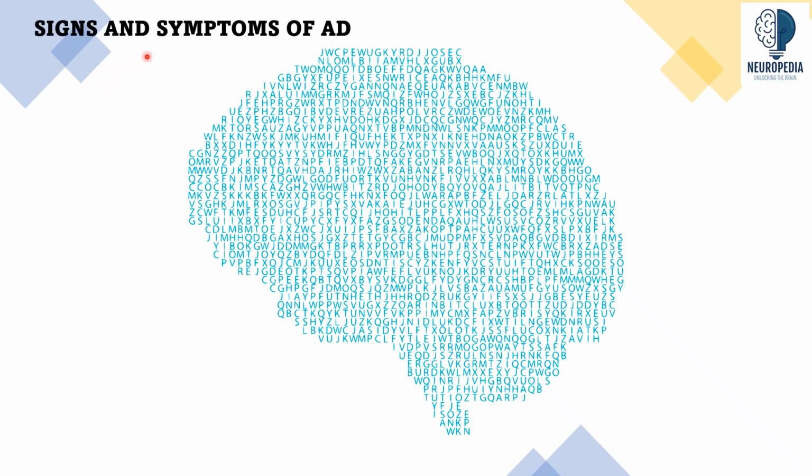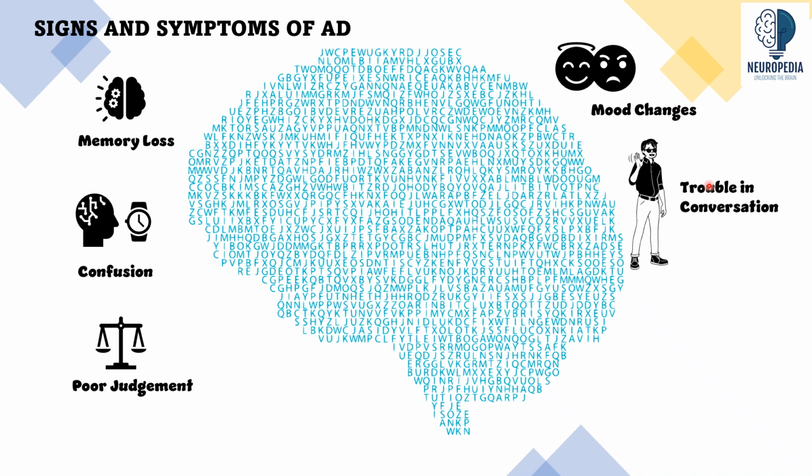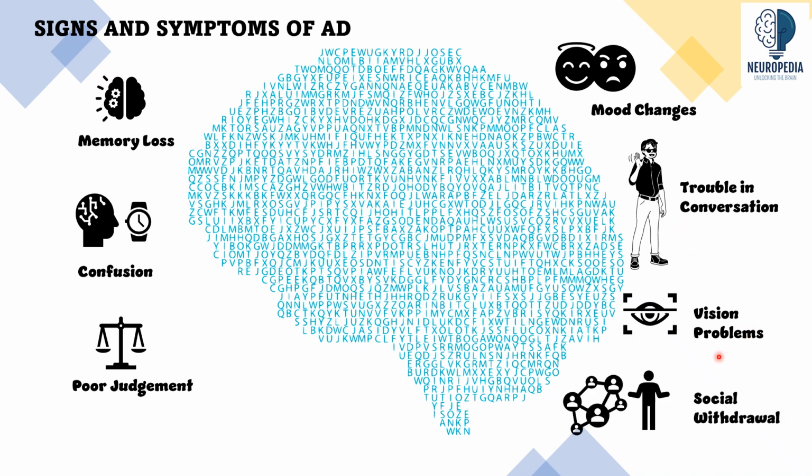Let's talk about signs and symptoms of Alzheimer's disease, AD. The early symptoms of Alzheimer's disease are often mild and may go unnoticed. These symptoms include memory loss, confusion, poor judgment, changes in mood or personality such as becoming withdrawn or aggressive, trouble in conversation with others, vision problems, social withdrawal, and difficulty in completing familiar tasks.